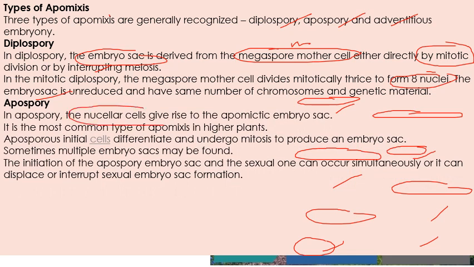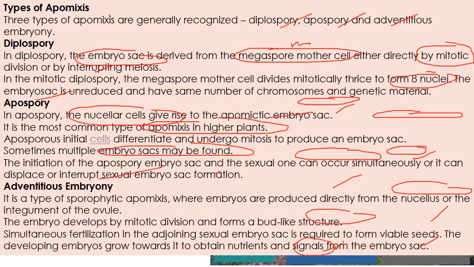Next is apospory. Here the nucellar cells give rise to the apomictic embryo sac. It is the most common type of apomixis in higher plants. Here aposporous initial cells differentiate and undergo mitosis to produce an embryo sac. Sometimes multiple embryo sacs may be found. The initiation of the aposporous embryo sac and the sexual one can occur simultaneously. It can displace or interrupt sexual embryo sac formation.